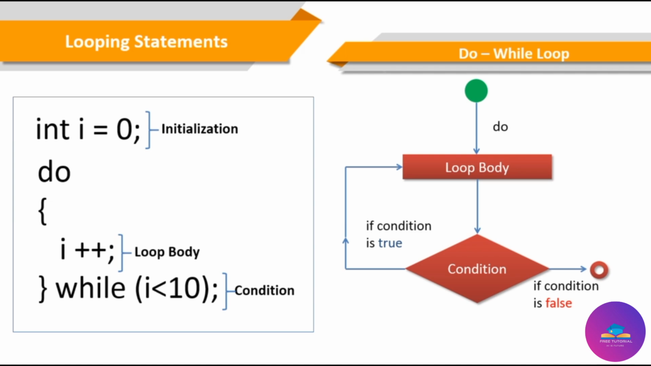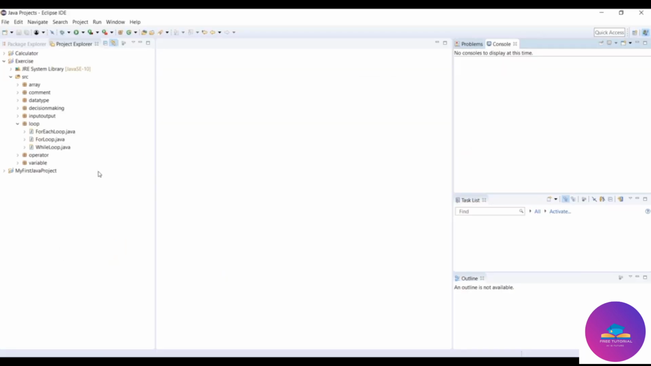So the statements in the loop body are executed at least once before the condition controlling. And that is an important point. So do you want to see what I mean? Let's do some examples with the do-while loop.